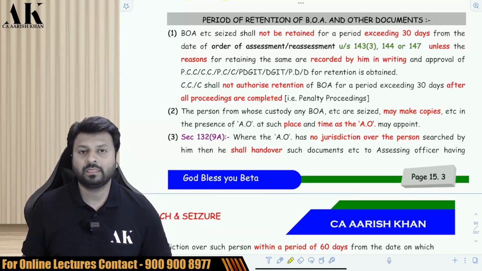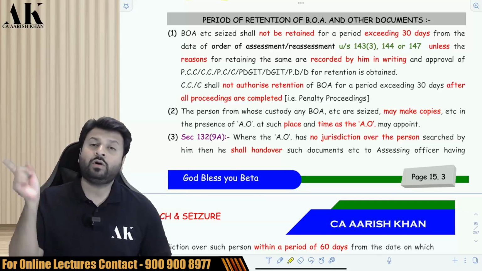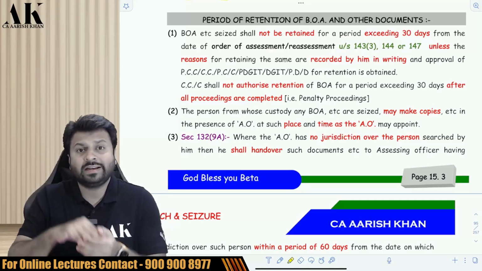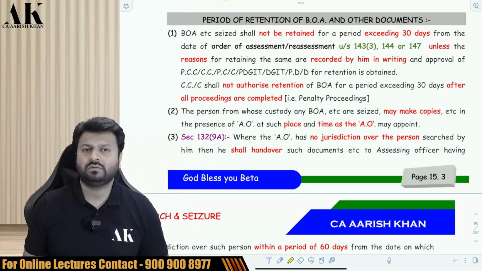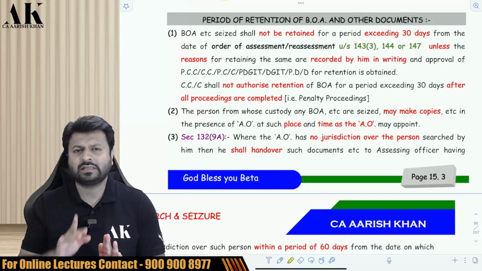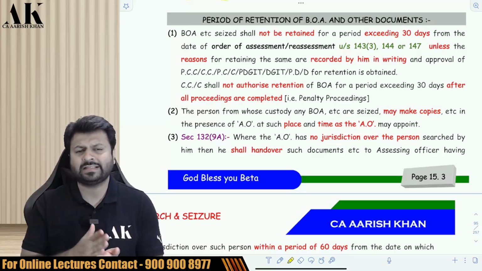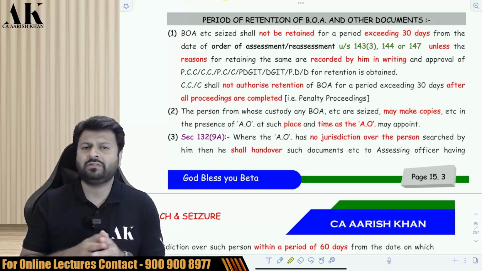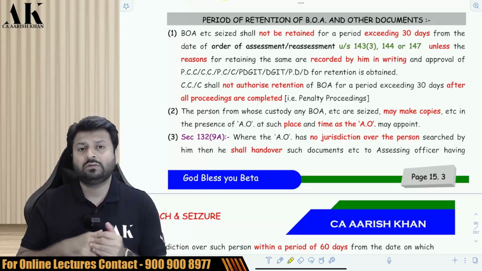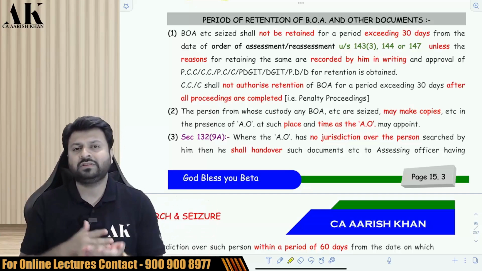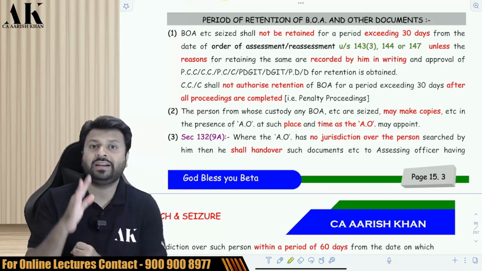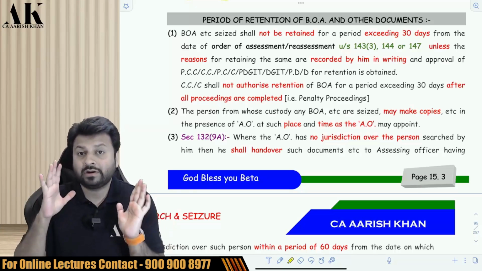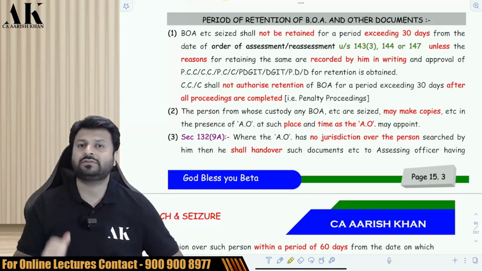Now, the second thing: what if the officer needs the books even after that? The books of accounts may be needed even after the assessment is completed. Why would he need them? By default, within 30 days after the assessment is completed, you have to return the books, documents, valuable articles, etc. Whatever the documents are, you have to return them. What if the officer requires them even after that? If the officer requires them even after that, say for imposing a penalty on the assessee or for launching prosecution against the assessee, then the department can withhold the books even after 30 days from the end of the assessment.